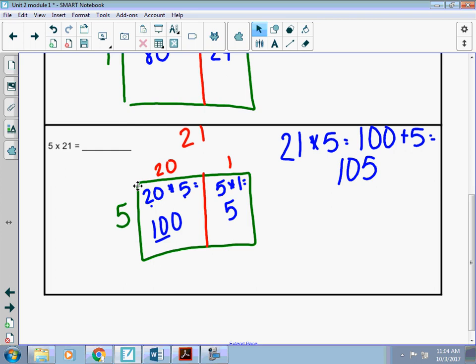Okay. That's our practice for array practice number 1.